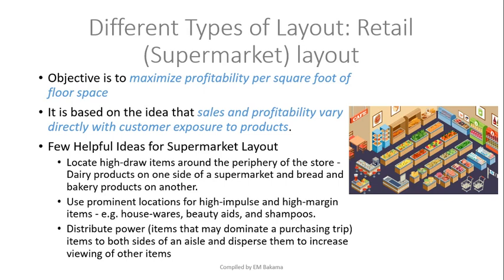Now the second type is the retail layout, or the supermarket. In short, a common example of this retail layout is most of the time the supermarket. In this layout, the space is smaller. The objective is to maximize the profitability per square foot of floor space. What do they mean? They just mean that they need to maximize the exposure of product. This is what they mean.